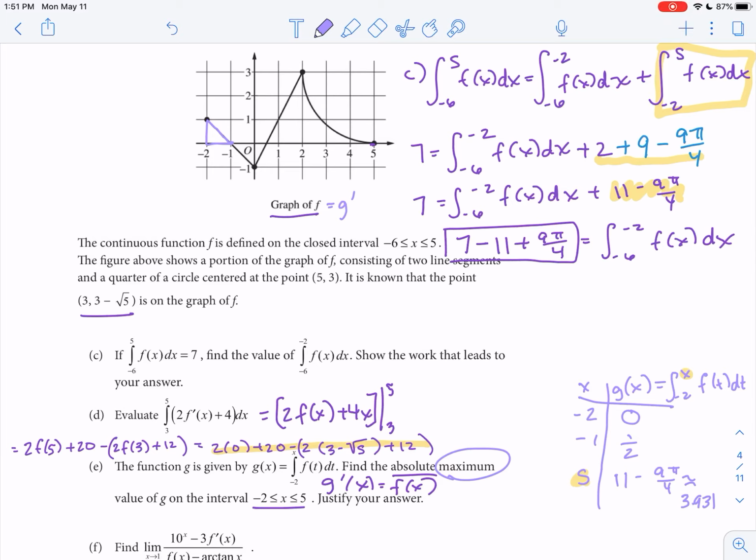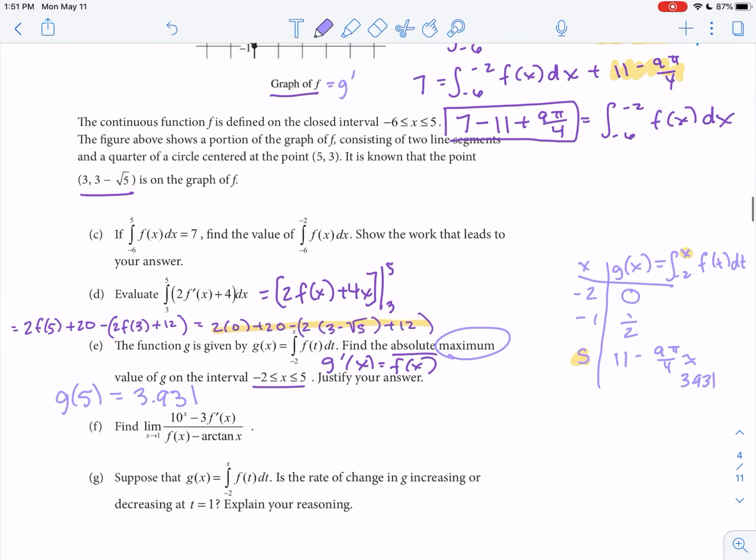So that's certainly our max, right? Our max, we can write it like this: g of 5 is equal to either 3.931 or that 11 minus 9 pi over 4. Okay? Justification is the table.